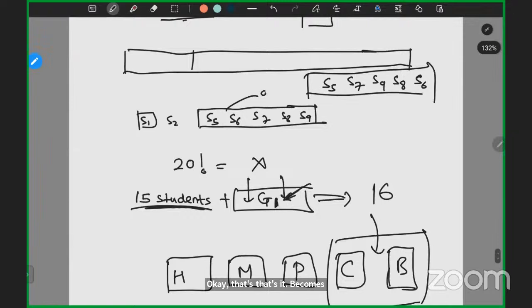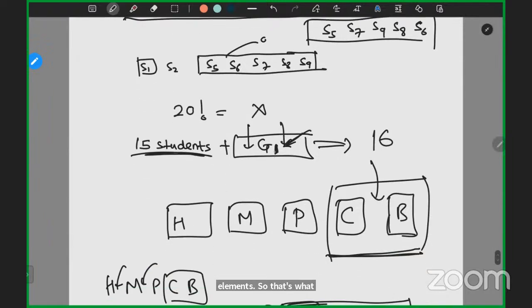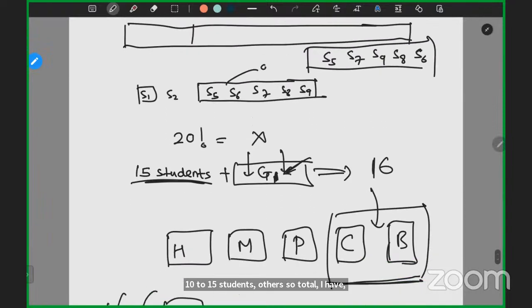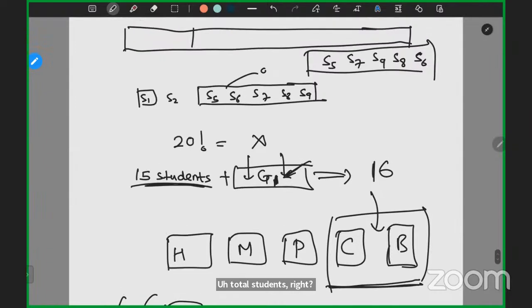I have G1, grouping them as one. Then these 15 students are there. So in total, earlier I had 20 students, right? Then in this, 5 students are forming a group.